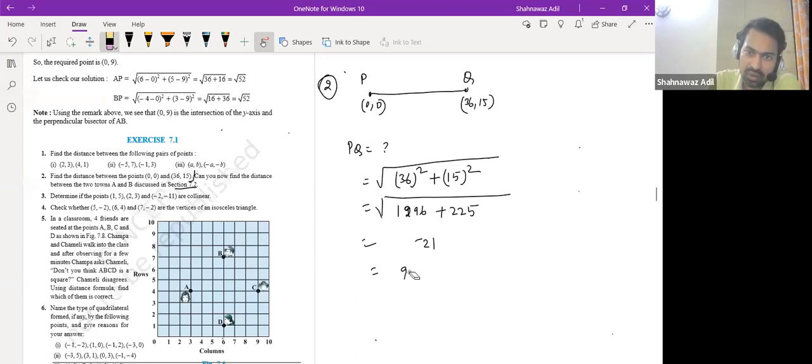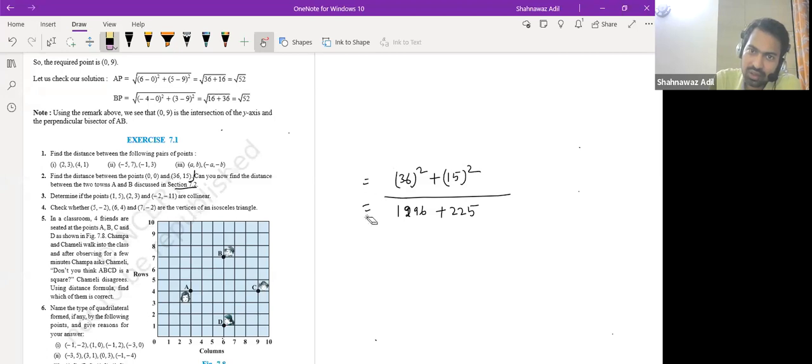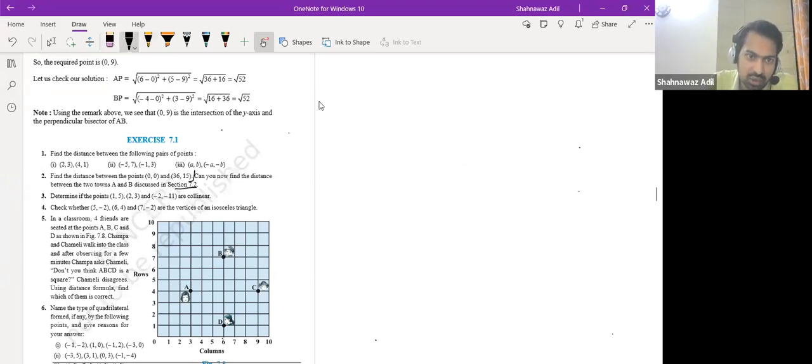So now let us, yeah, now the third question. Third question is my turn, right? So determine if the points are collinear. So what do we mean by collinear?